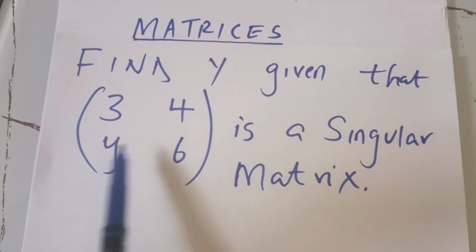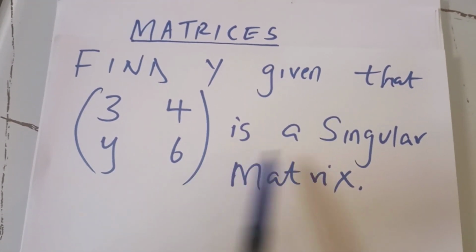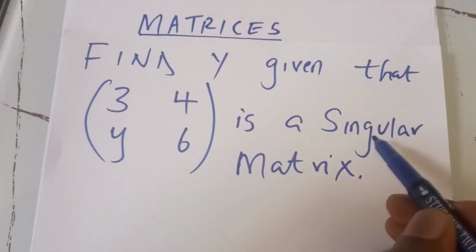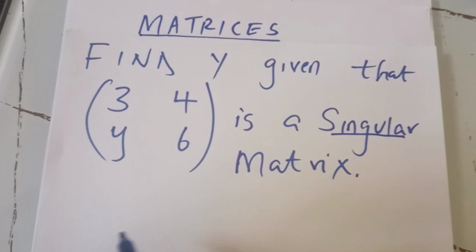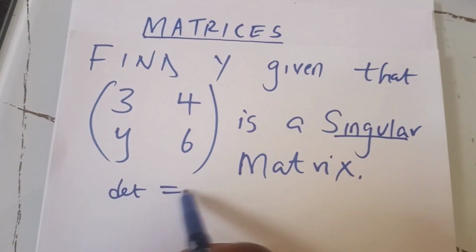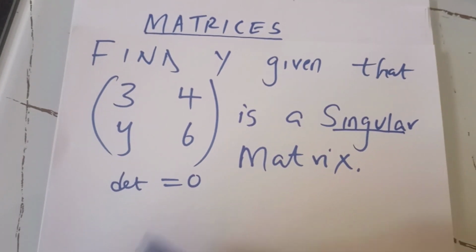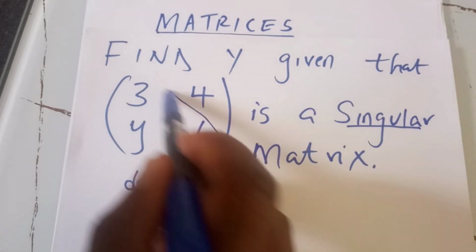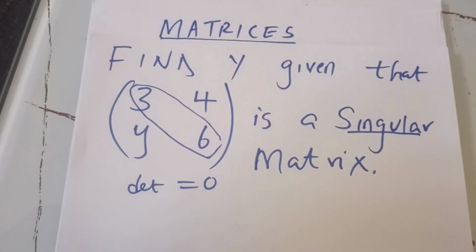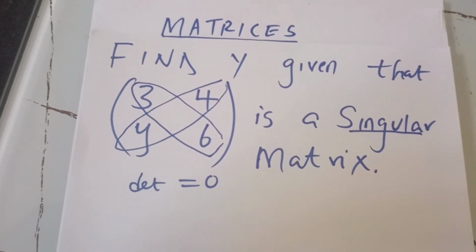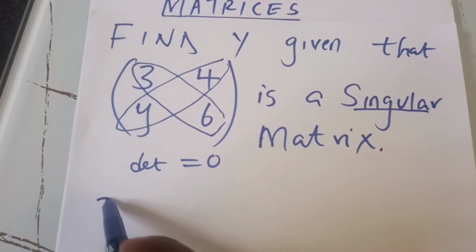And we have: find y given that 3, 4, y, 6 is a singular matrix. So as we said earlier, a singular matrix, its determinant is equal to 0. So therefore we are going to find the determinant, and we get the determinant by multiplying the elements in the leading diagonal, 3 by 6. We subtract the elements in the other diagonal, that is 4y, and then we equate that to 0.